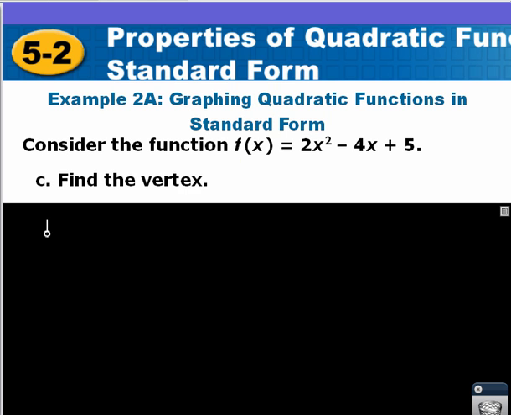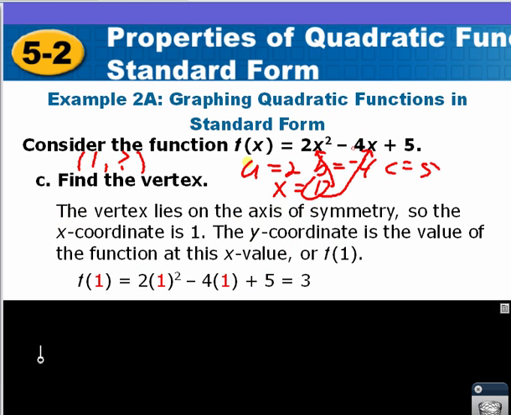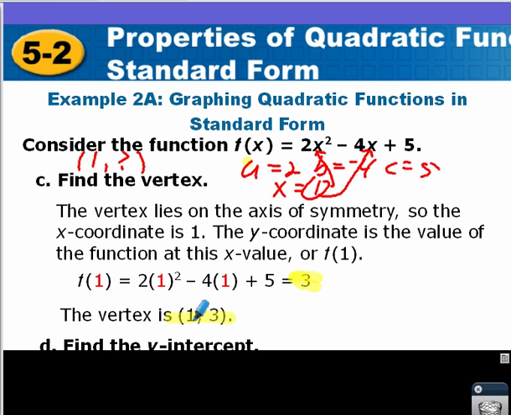All right, this problem continues on. So again, we have a is equal to 2, b is equal to -4, c is equal to 5. Our axis of symmetry was at x equals 1. Now we want to find our vertex. Well, we know our x coordinate is 1. We need our y coordinate. We're going to plug x equals 1 into our equation, as they've done here. And that's going to get us a vertex y coordinate of 3. So our vertex is (1, 3).